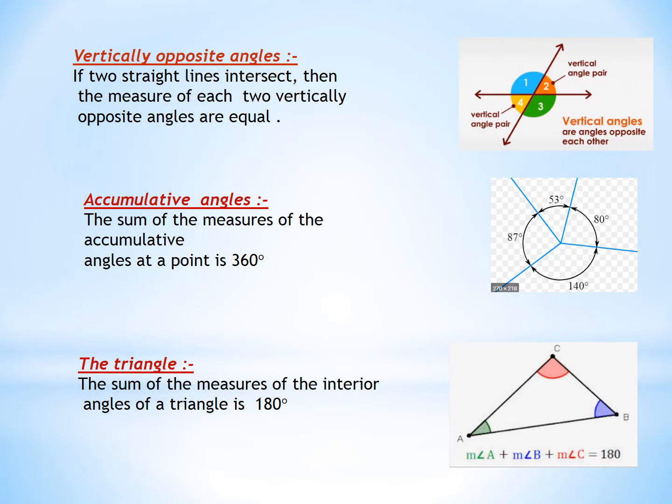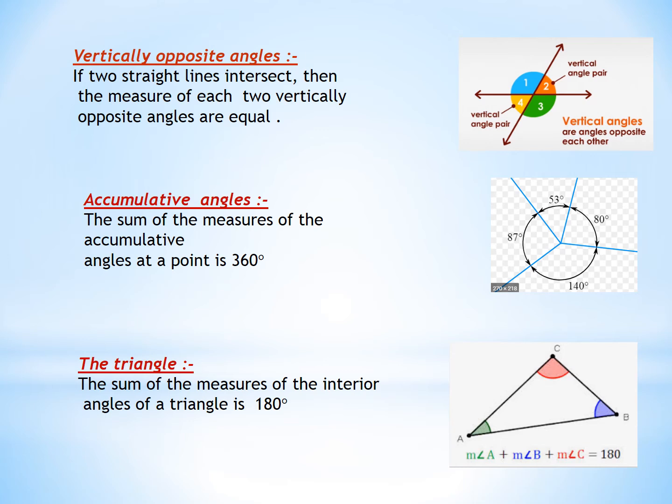خدنا كمان ال vertically opposite angles. لما يبقى عندي two straight lines intersect, then the measure of each two vertically opposite angles are equal. لو بصينا مع بعض في الفيجر بيقول لي ان انا لما يبقى عندي two straight lines intersect هيبقى فيه 4 angles, each two vertically opposite angles are equal, زي الانجل 1 والانجل 3 are equal in measure, الانجل 2 والانجل 4 are equal in measure, vertically opposite angles.